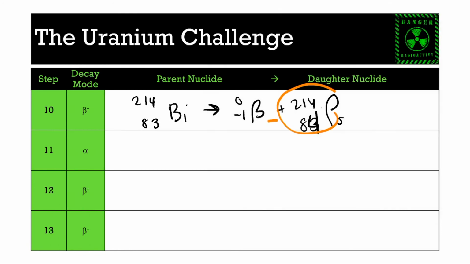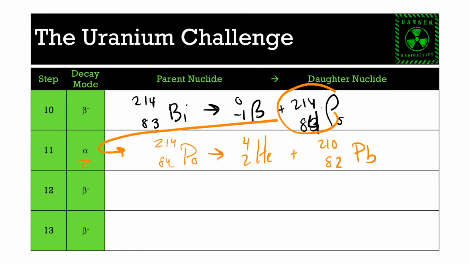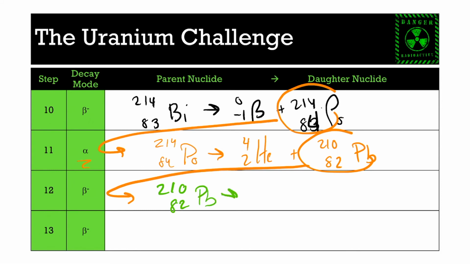Now, this becomes our starting material for step 11, polonium-214, 84. And this is going through alpha decay. And so we get 210 on top over here, and 82 down there, and that is lead. And so now this becomes starting material for number 12, lead-210, 82. This is going through a beta minus decay, like that. 210 on top, 83 on the bottom, which is bismuth.